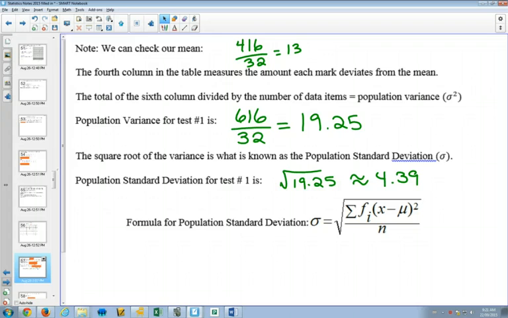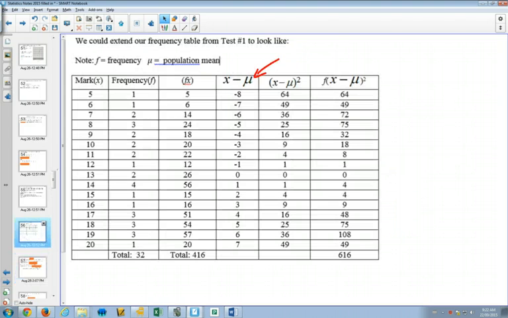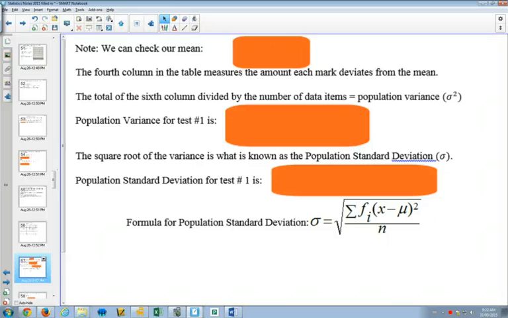So here's the formula. Sigma is the square root, which is what we did at the end here when we did the square root of 19.25. The inside here is just adding up all of our frequencies. So take a frequency multiplied by how far it is away from the mean squared to get that value, and then adding all of those up. So when we look at this formula, that's why there's a sum there. You're going to add them all up. Each frequency times by how far each one of those values was from the mean squared.